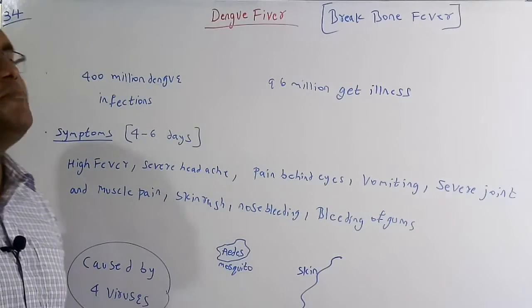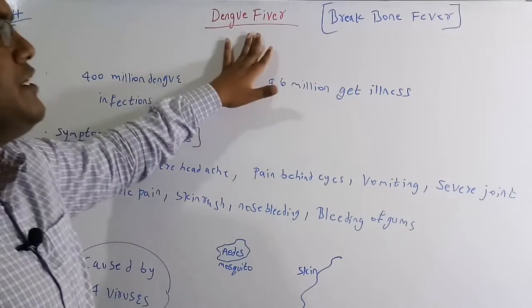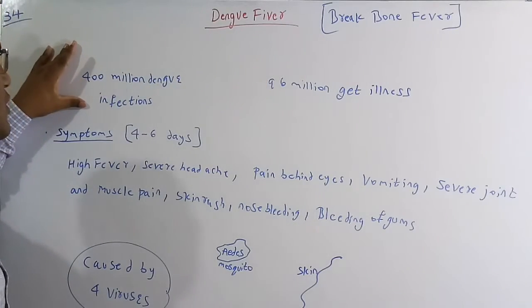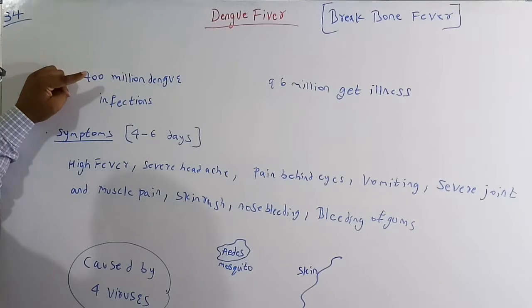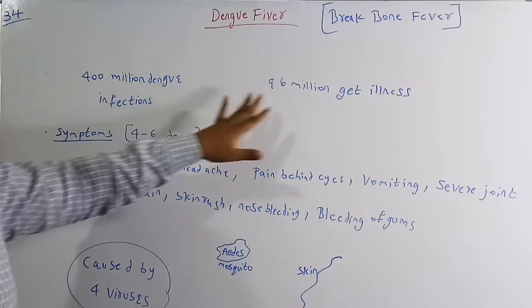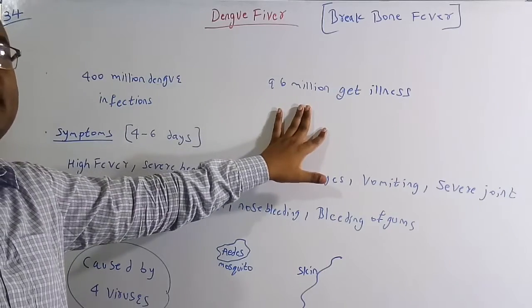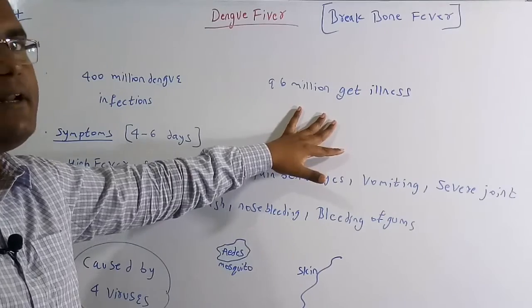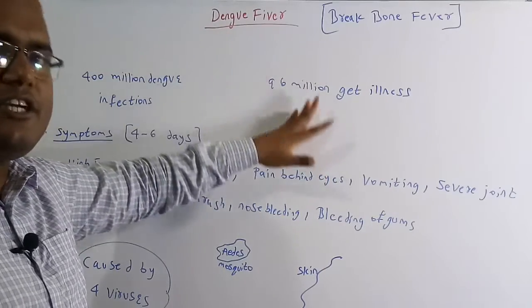Now we'll discuss some of the important facts of dengue fever. Dengue fever is also called break-bone fever. In a year, around 400 million dengue infections occur. Among these 400 million, only 96 million get the symptoms of dengue fever, and the remaining persons have inbuilt resistance to overcome this dengue fever.